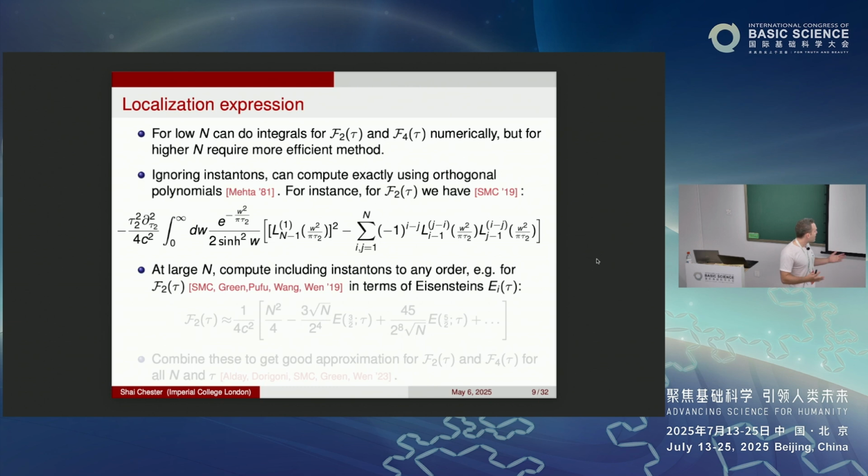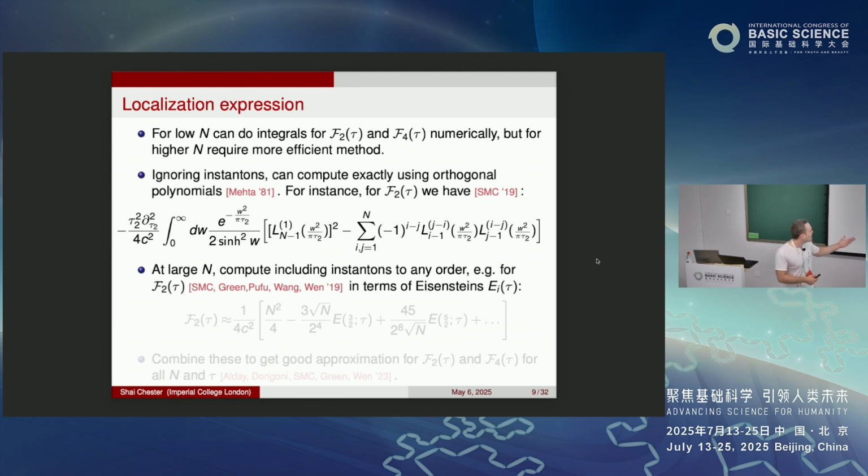So a complementary method is that at large n, you can actually compute the full answer to any order in 1 over n, including instantons, which is shown in this work here with my collaborator Tsung Kao Wen, who's in the audience. And it turns out that the answer is written in terms of non-holomorphic Eisenstein series. So I don't know if any of the mathematicians showed up to this talk, but if they did, maybe they'd be interested in these non-holomorphic Eisenstein series.